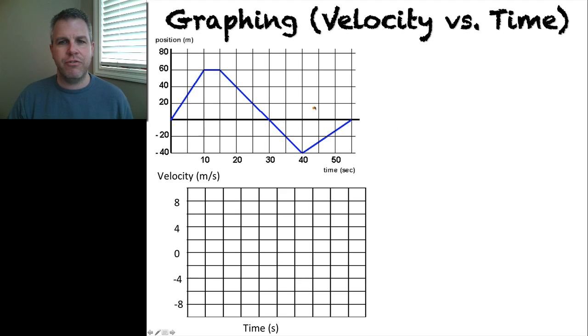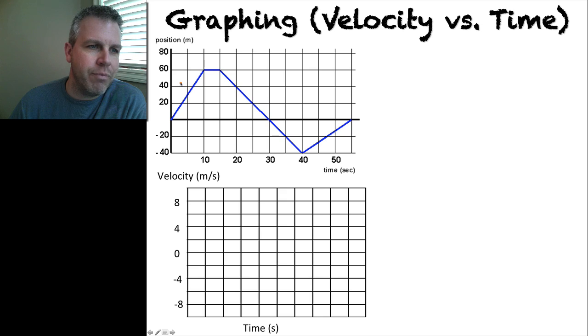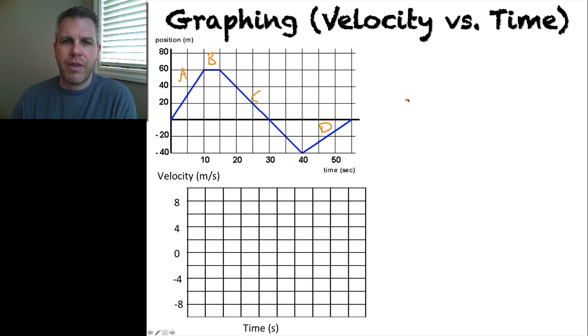Okay, so I'm just going to jump right into it. As I said earlier, we can break our position versus time graph up into 4 sections here: A, B, C, and D. And if I calculate the slope of these portions of the graph, that's going to tell us some information. It's going to give us a velocity.